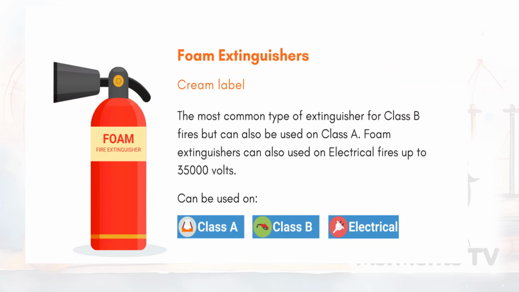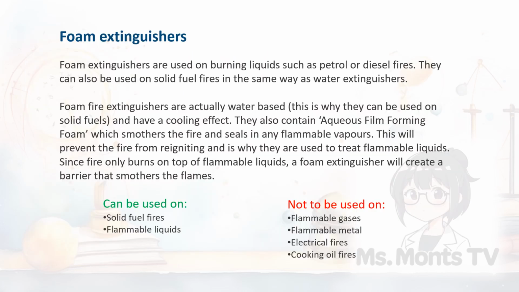We have foam extinguishers. The label of it is green. The most common type of extinguisher for Class B fire, it can also be used on Class A. Foam extinguishers can also be used on electrical fires up to 35,000 volts. So Class A, Class B, and electrical. It cannot be used on flammable gases, flammable metals, and cooking oil fires.